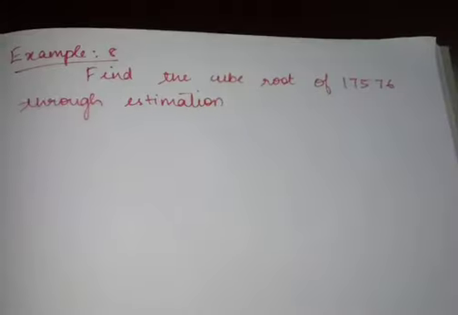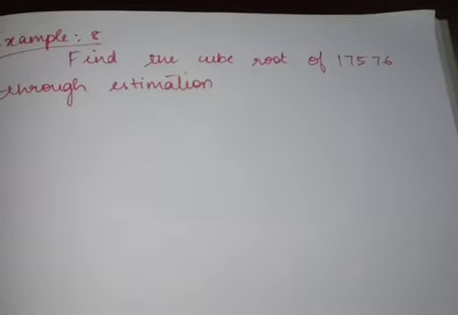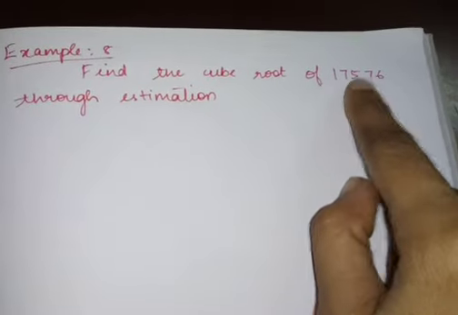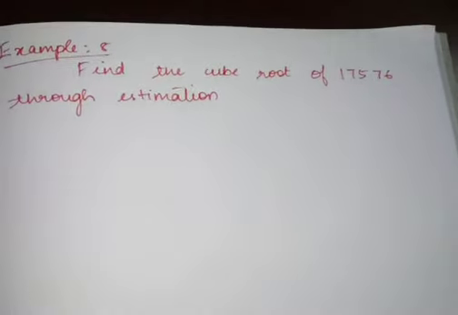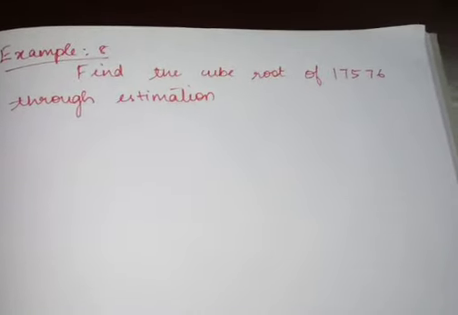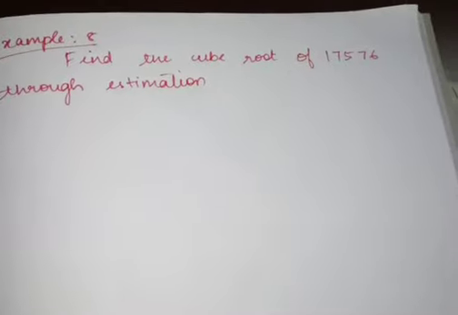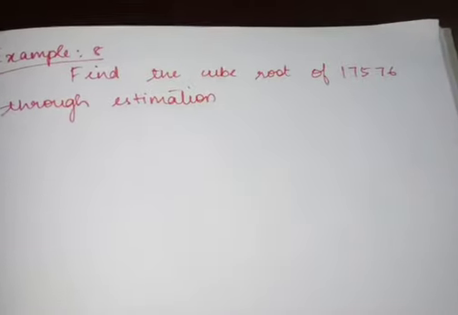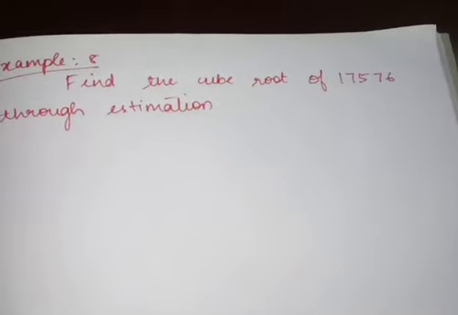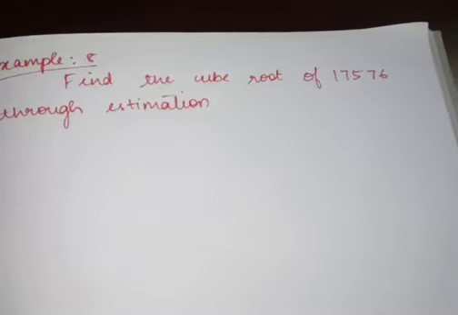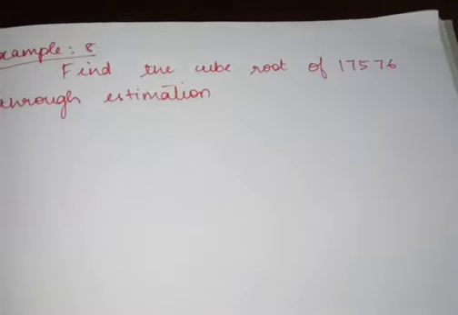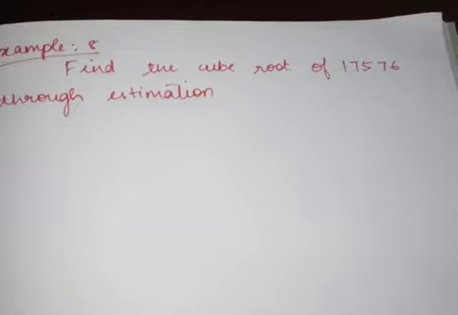Next is your example number 8, okay? So what is the question given? Find the cube root of 17,576 through estimation. You know what is meant by estimation, right? Without doing every step and process, directly, approximately we are finding the answer. That is your estimation, okay? But it should be correct. Estimation is not generally just writing anything. When you are estimating, the answer should be correct, but without any long process like prime factorization.